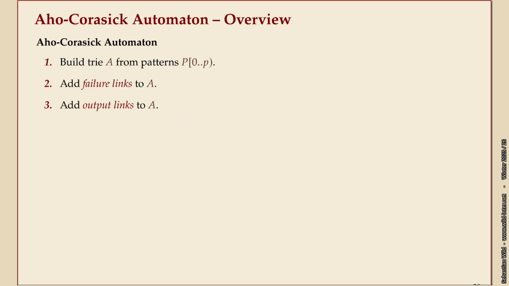The bird's eye overview of the Aho-Corasick algorithm is as follows. Maybe let me contrast what we did in Knuth-Morris-Pratt. You could say we built first this chain automaton here with just the match edges. That was step one. And then step two was taking this and adding the failure links.